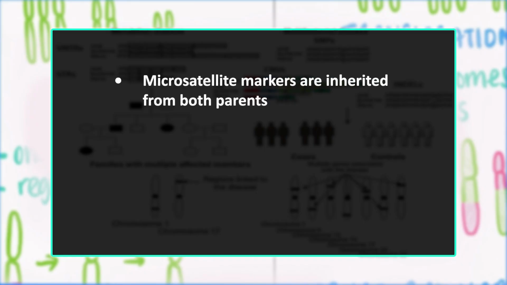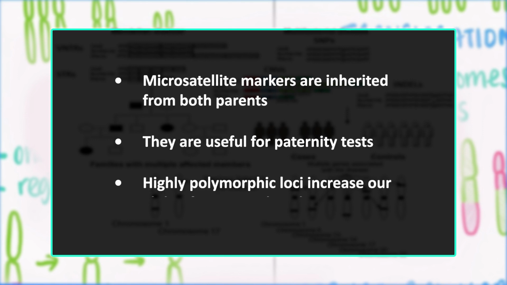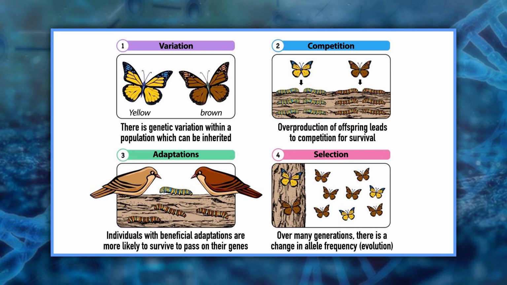Microsatellites are important to population genetics because of the variable number of repeats among the individuals of a population. Microsatellite markers are inherited from both parents. Therefore, they are useful for paternity tests. Highly polymorphic loci increase our ability for parental analysis. Microsatellites are not affected by natural selection, but they are influenced by gene flow, genetic drift and mutation.